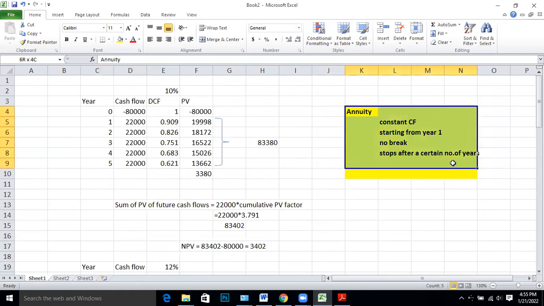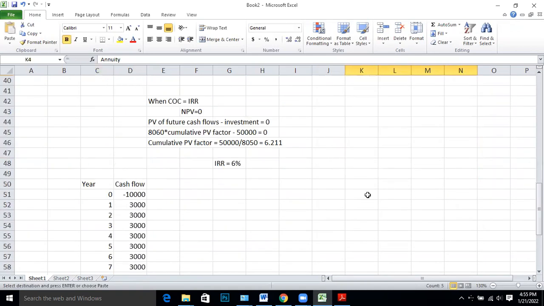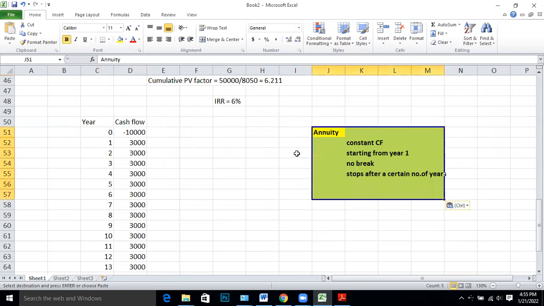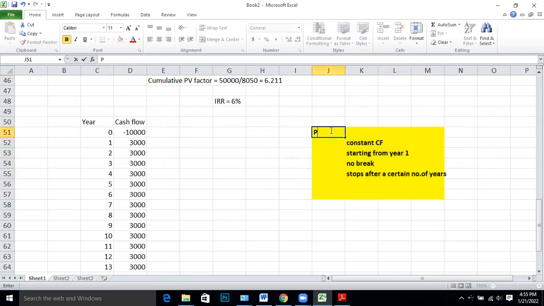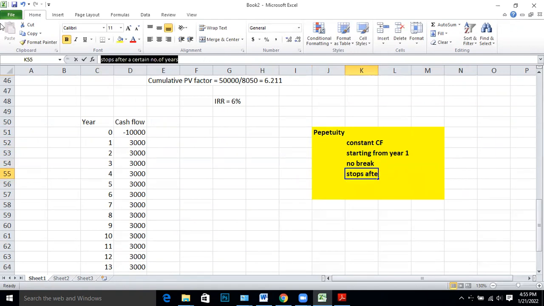See the difference. Annuity and perpetuity, what's the difference? Just knowing these terms is good. Perpetuity: constant cash flow starting from year 1, no break, doesn't stop, or there is uncertainty about the lifetime.